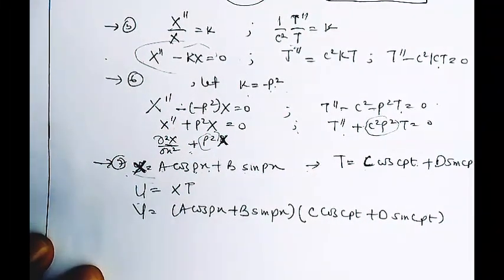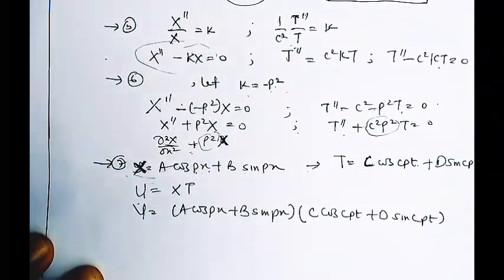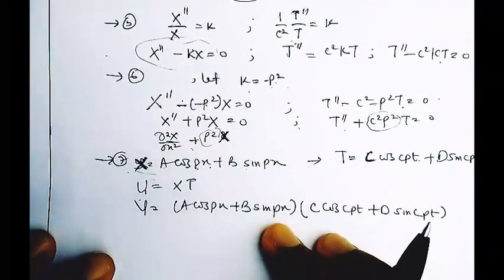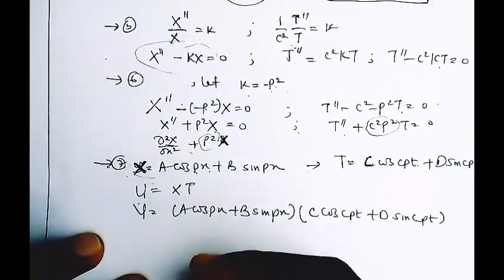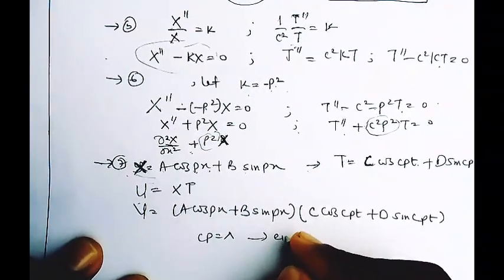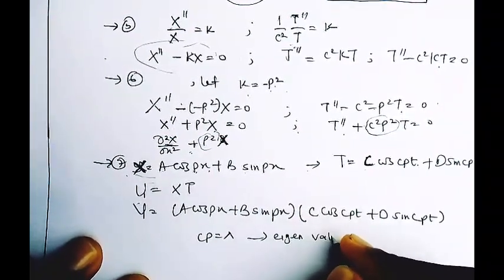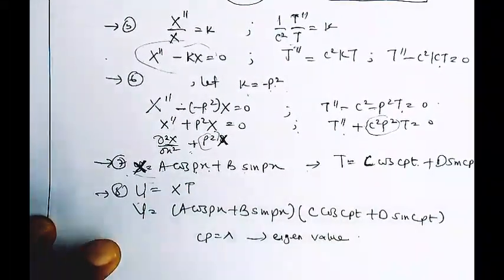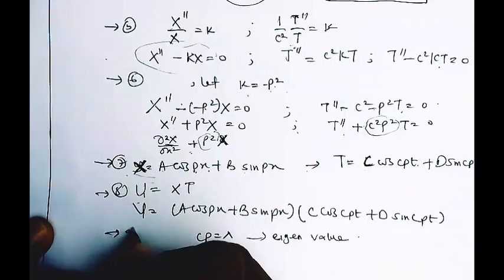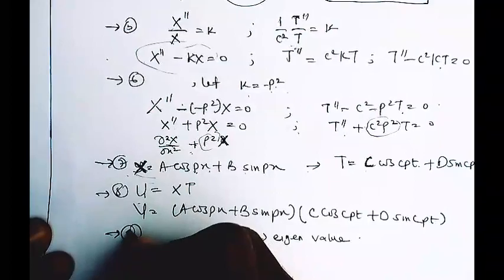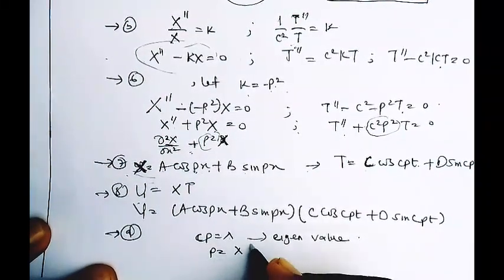So now, what will be our next step? Now the next step in solving this particular thing, we're going to assume that let Cp be equal to lambda, where lambda is my eigenvalue. So this is my 8th step, bringing u and x together, and my 9th step is assume Cp to be equal to lambda, right? So now, where my p can be written as lambda over c, right?